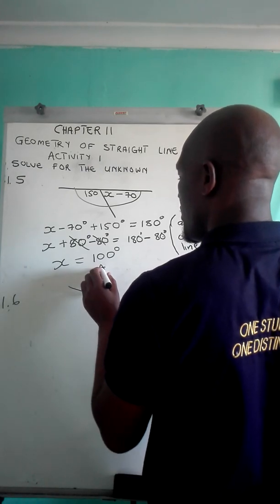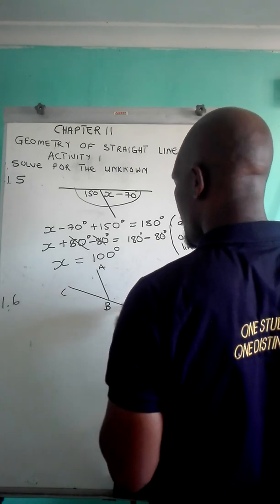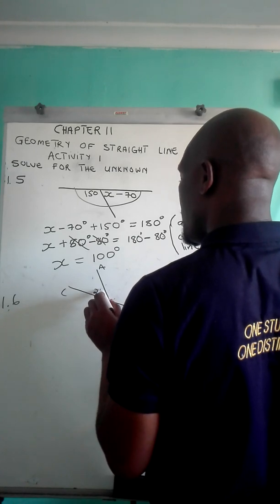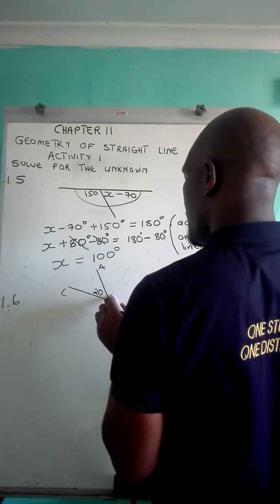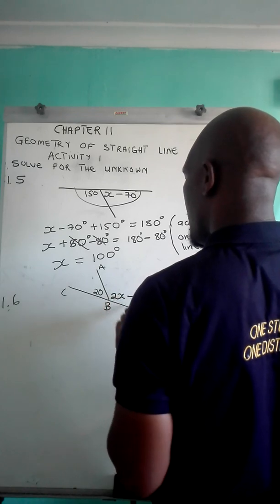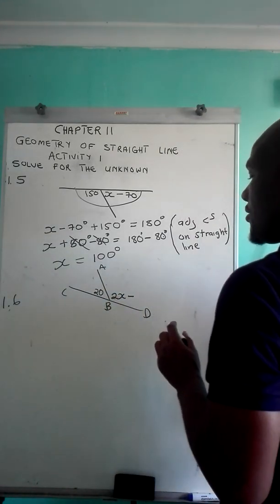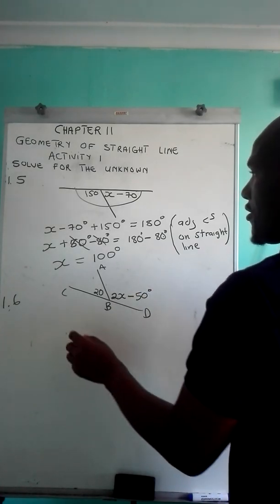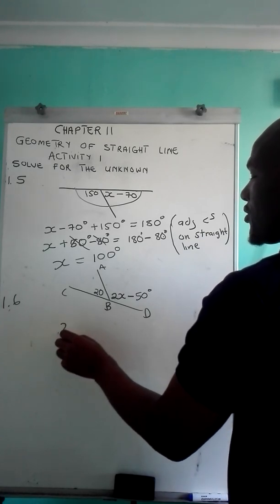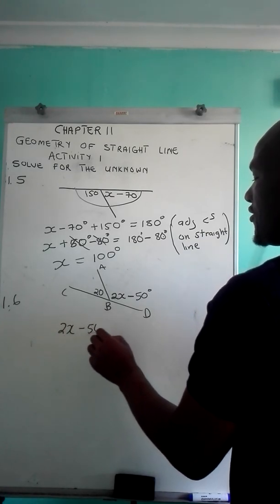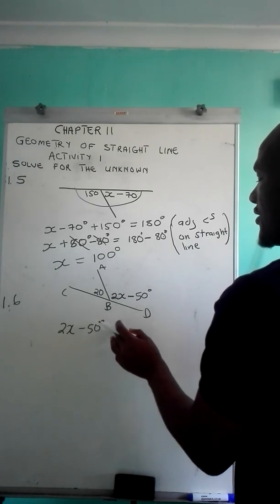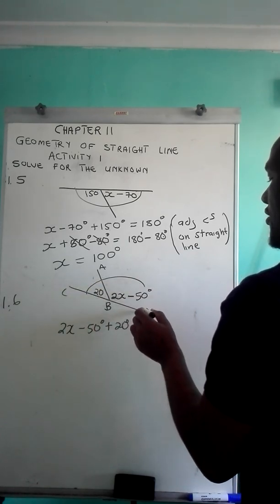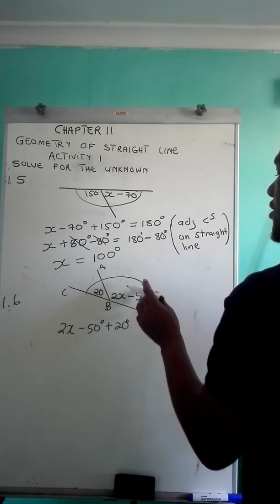This is A, B, C, D. This is 20 degrees. This is 2x minus 50. So this is 2x minus 50 plus 20. These are the adjacent angles on a straight line.